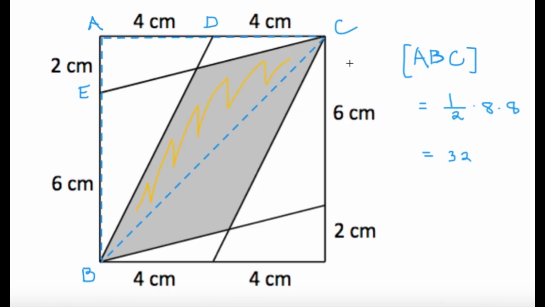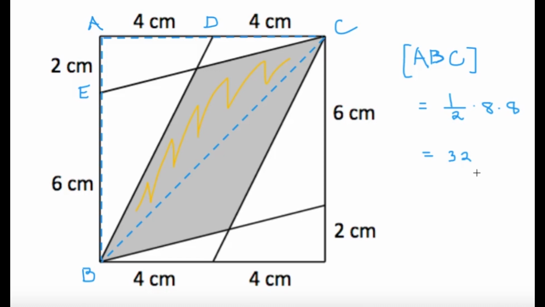Now before we do mass point geometry, let's try to get the area of triangle ABC, because we would be able to form ratios from the ratios of lengths to the ratios of the areas. That's very simple. Triangle ABC is an isosceles right triangle, so the legs are both equal to 8 centimeters, so 1/2 times 8 times 8 is equal to 32, square centimeters, but just 32 for now.